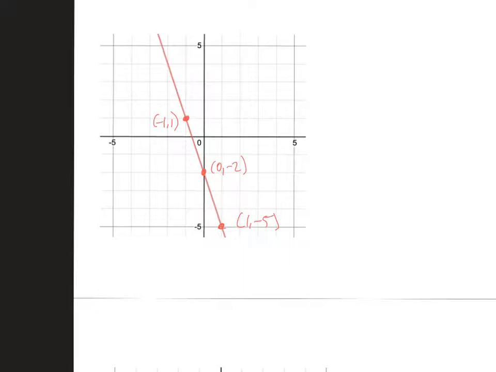Okay, so then all I have to do is take each of those ordered pairs and switch the coordinates, so that the x is the y and the y is the x, and plot those points. This one will become 1, -1. This one becomes -2, 0. This one becomes -5, 1. Again, grab my straight edge. I know you can't see it, but I actually have one. And connect them. That's the graph of the inverse of that particular line.